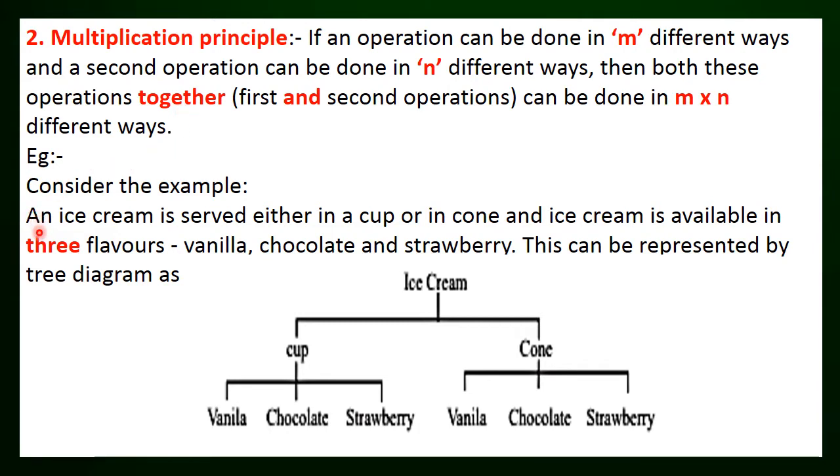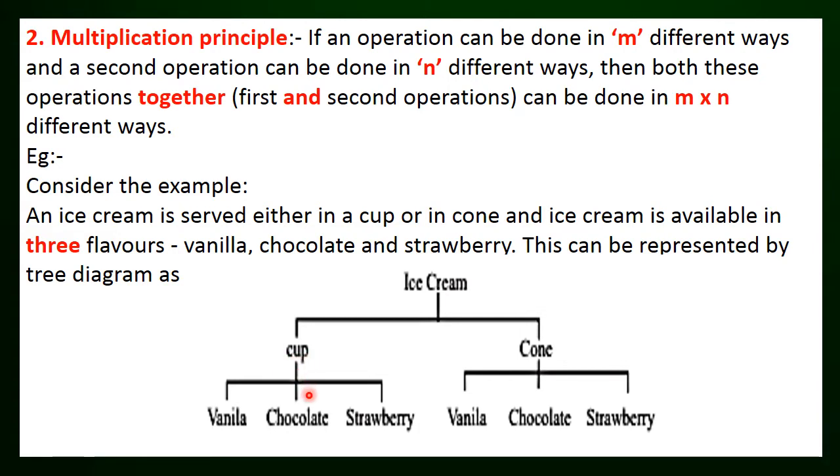Here consider the example. An ice cream is served either in a cup or in a cone, and ice cream is available in three flavors: vanilla, chocolate and strawberry. This can be represented by a tree diagram. You are aware of the tree diagram for representing data. Ice cream is available in cup or cone. That is the first operation, serving the ice cream in a cup or in a cone. That is two different ways the ice cream can be served.